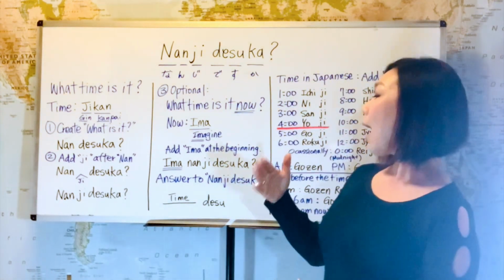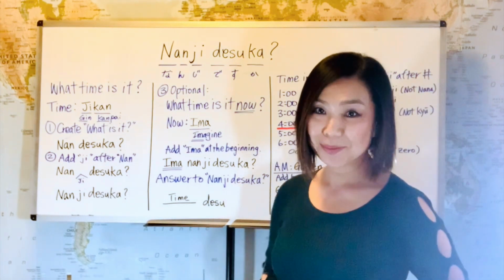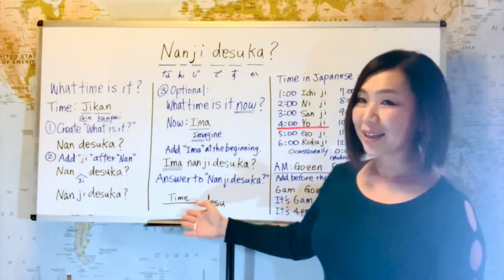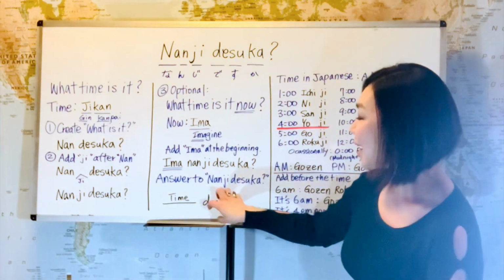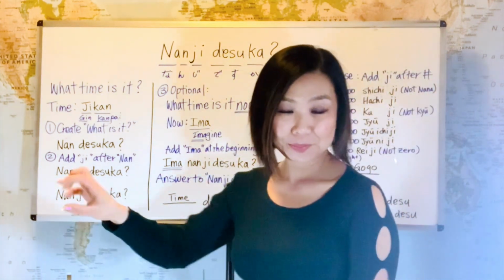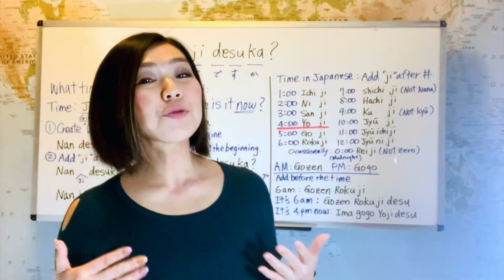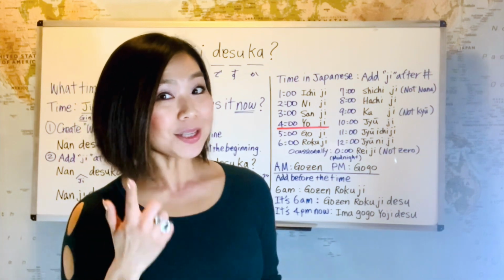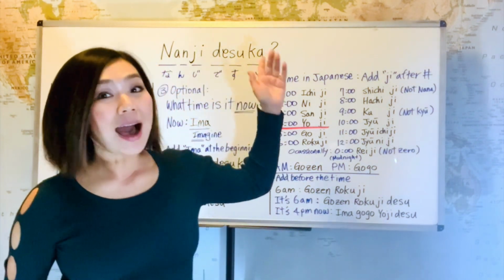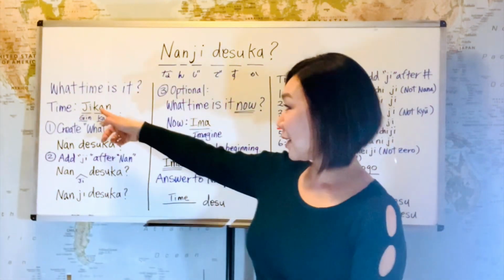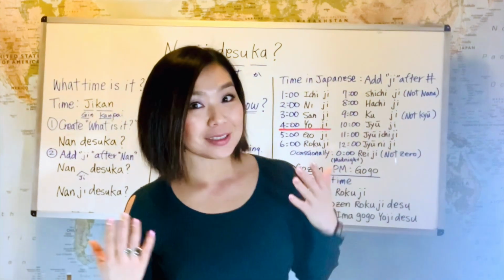So now, how do we answer nanji desu ka? It's pretty simple. This is how you answer: time, desu. You just add desu after the time. So now, how can we say time in Japanese? This is pretty simple too. You're just going to add ji, remember the ji from jikan, after the number.